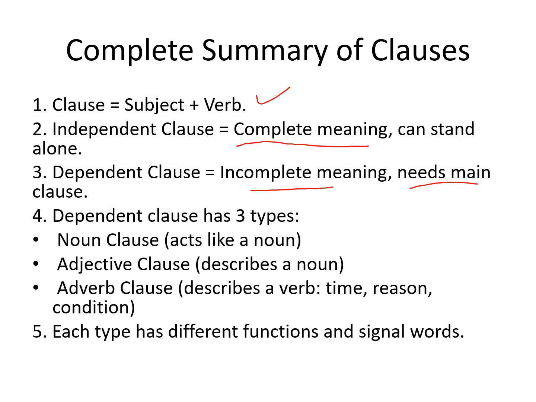A dependent clause has three types. Noun clause, which acts like a noun, and adjective clause, which describes a noun or pronoun. Adverb clause describes time, reason, condition, or manner, and each type has different functions and signal words. So this was all from my side. Hope you have cleared your concepts related to clauses and their types.